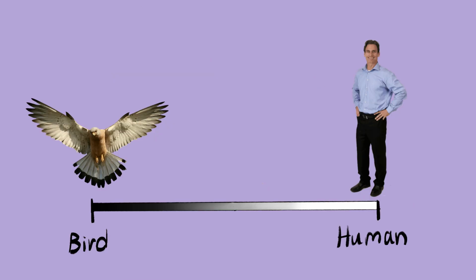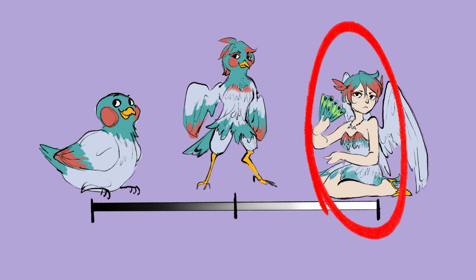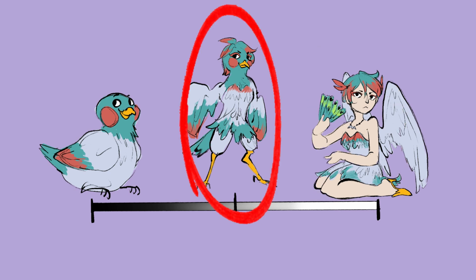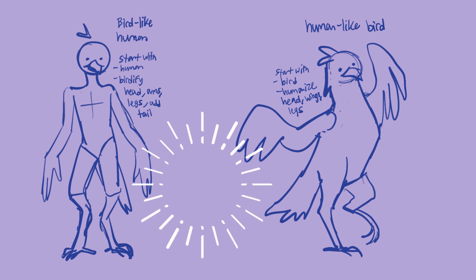To start, bird anthros exist on a spectrum from bird to human. They can range from a bird with only human-like facial expressions, a human with only some wings and feathers, or somewhere in between. You should first decide whether you want a more bird-like human, which is a human with some bird features, or more of a human-like bird, which is a bird with some human features, or somewhere in between. This choice will determine how you draw the anatomical features of your bird character.